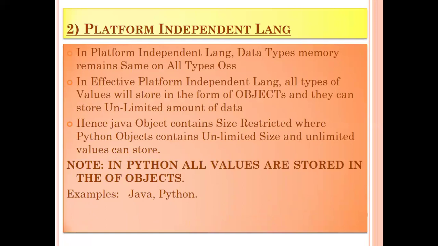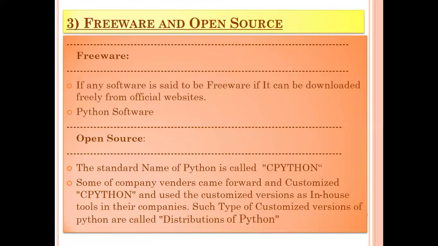Platform independent language means its data remains the same on all the OSs. And everything, whatever we store, we store in the form of objects. That is why we can store an unlimited amount of data. In Python also, all the values are stored in the form of objects. Freeware: it can be freely downloaded from its official website.